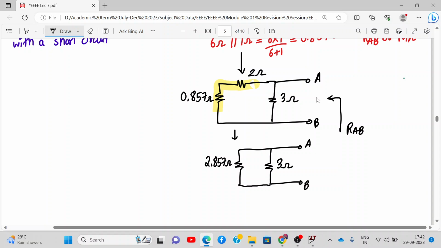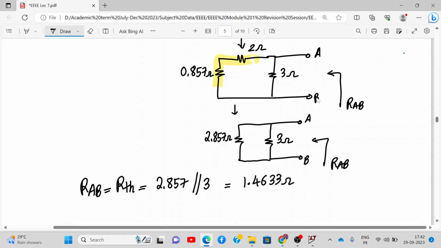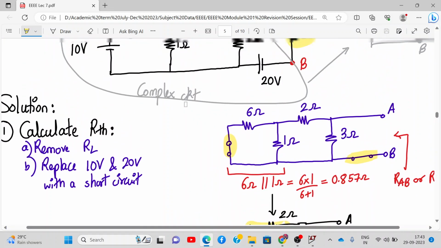Now, if you look into the terminals A and B, you will see that these two resistances are in parallel. So that means RAB or your Thevenin's resistance RTH is 2.857 ohms parallel to 3 ohms. All right. And this, if you work it out, it will come out to be 1.4633 ohms. All right. So that's the value of RTH or RAB. So this is how we find the equivalent Thevenin's resistance for the Thevenin's theorem.